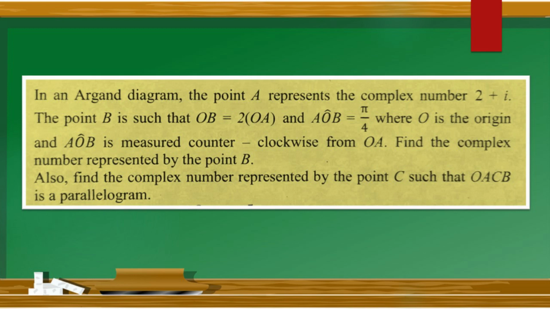Okay children, this question was taken from the 2016 A paper. In an Argand diagram, the point A represents the complex number 2 plus i.